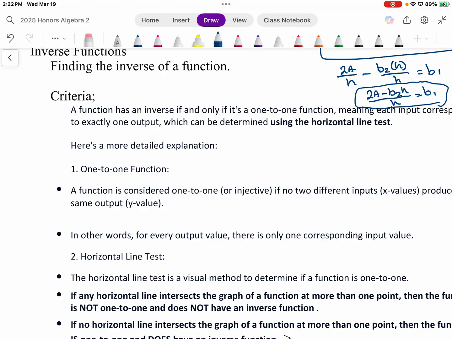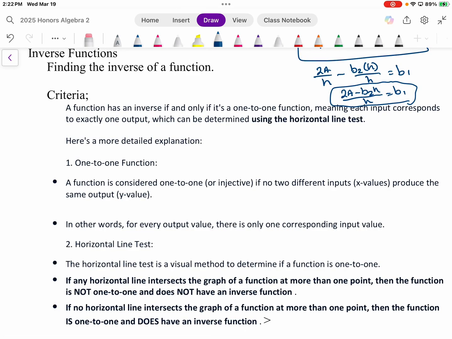So when we look at criteria for inverse functions, first they have to be one-to-one. Well, what does it mean to be one-to-one? A function is considered to be one-to-one, don't worry about that, injective, if no two different inputs produce the same output. Two different x values give us the exact same y answer. That's what that's saying there. So if you want to write that in, we write that in there.